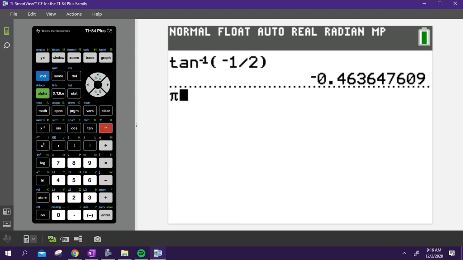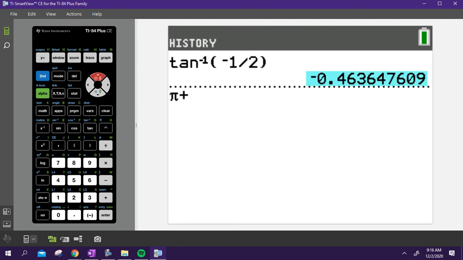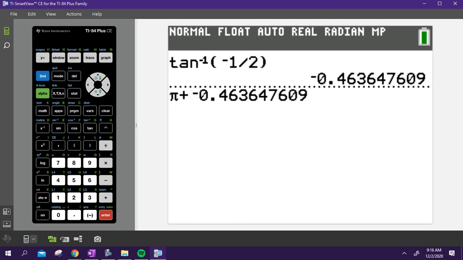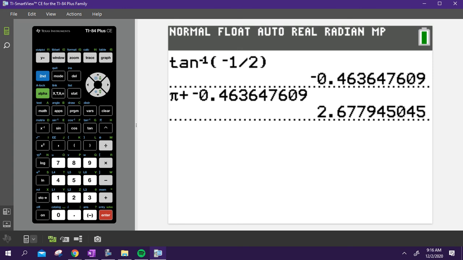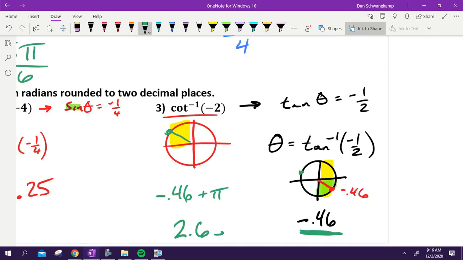So pi, then plus that guy that I got right there. That thing plus pi, or however you want to do it. That is the value I wanted. 2.68. That is the angle. And the reason I had to do that was because cotangent and tangent do not live in the same quadrants. Make sense on that? It's a little bit strange.